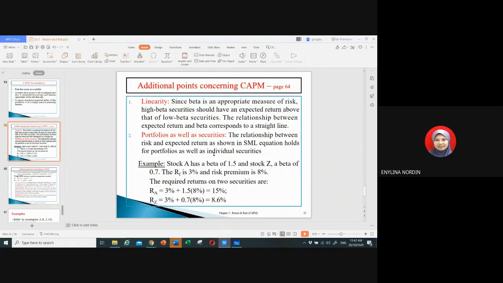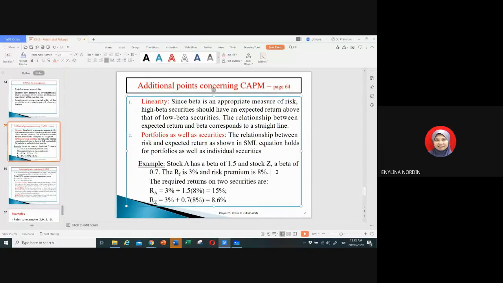Okay, right. Let's say in this case, same as the example I gave you just now, stock A has a beta of 1.5, stock Z has a beta of 0.7. Both stocks have a positive beta. That means both stocks' returns are moving in the same direction as the market. So the risk-free asset, if you invest in the risk-free asset, the return is going to be 3%. And the risk premium is 8%.